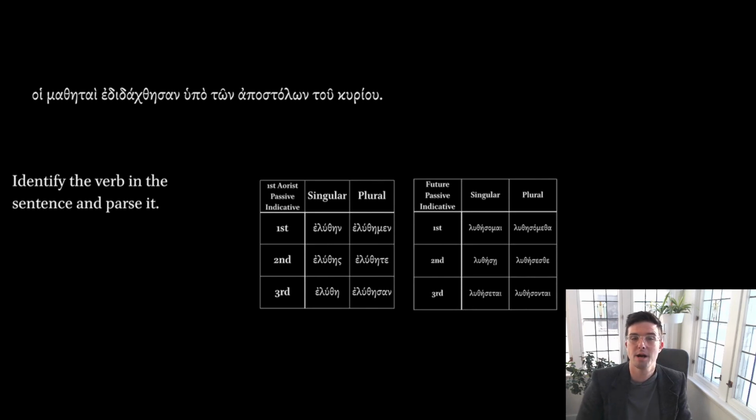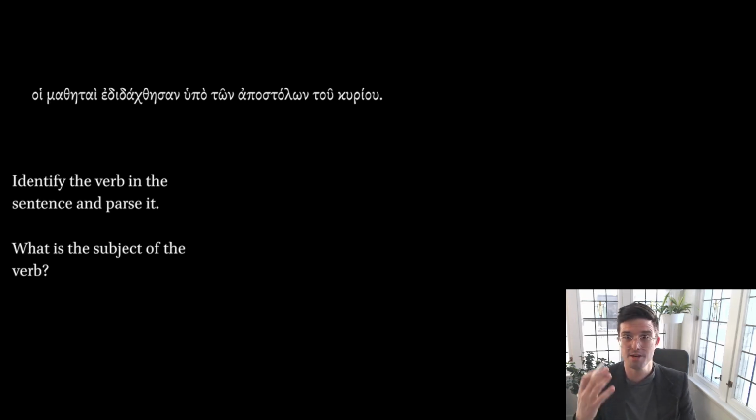If you had any trouble with the parsing, here are the paradigms. You can check your answer and correct your parsing information here. When we look over to our chart, we have a first aorist passive indicative. And we see right down here the θησαν that matches our θησαν up here. Sorry, this is our verb. I should have made that clear earlier. So we have a third person plural, and we're going to be looking for a plural subject for our verb here. That's going to be our next question.